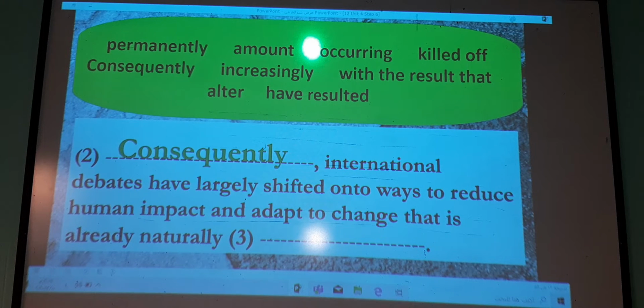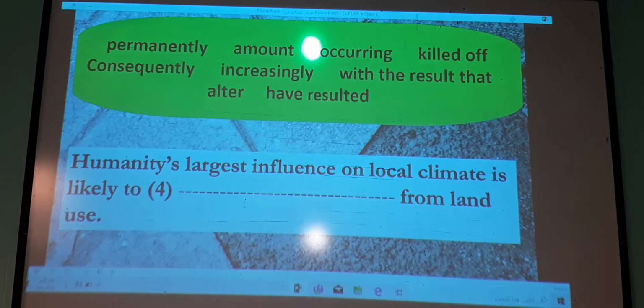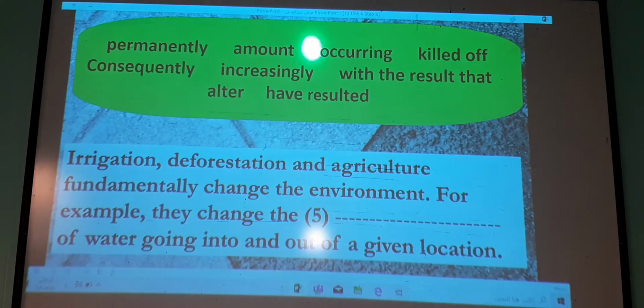Consequently, international debates have largely shifted onto ways to reduce human impact and adapt to change that is already naturally occurring. Occurring means happening. Humanity's largest influence on local climate is likely to have resulted from land use. Again, humanity's largest influence or effect or impact on local climate is likely to have resulted from land use.